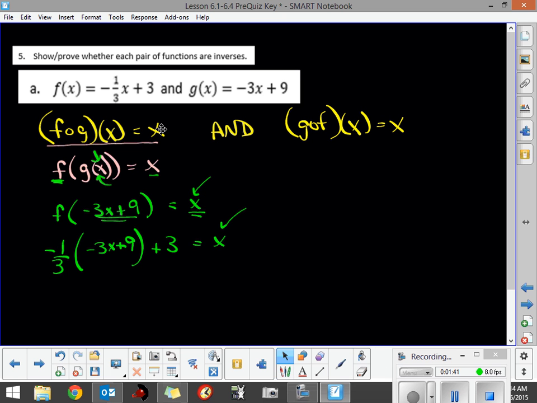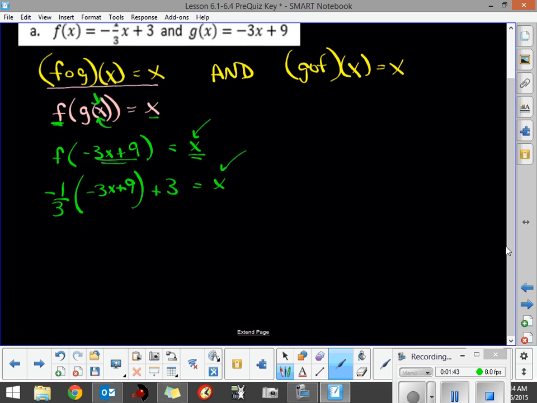So we're going to keep going with this idea. I'm going to distribute the negative 1/3, and negative times negative is positive, and a third of 3 is 1, so I'm just left with 1x. Then I take a negative third times a positive 9, so I'm distributing that. That's a negative, and a third of 9 is 3, plus 3. Is it equal to x? A negative 3 and a positive 3 is 0, so I just have x equals x. So I have shown and proven that f will undo g. No matter what g does to your input, f is going to turn right around and undo it and bring you back to what we started with.